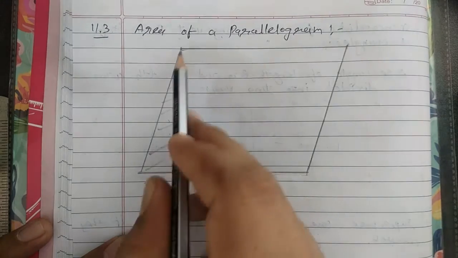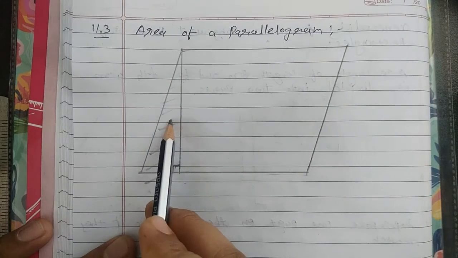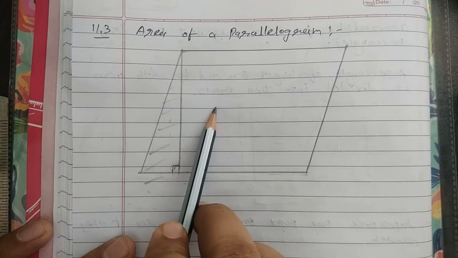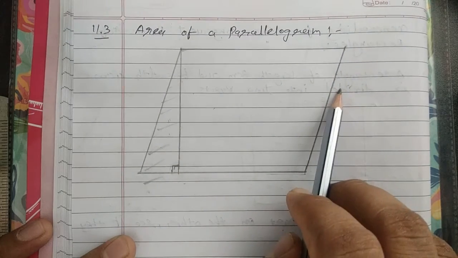Now what we have to do, we have to cut this triangle part, and we have to take this triangle part to the other side. Then we will get a new shape. From this parallelogram, we will get a new shape.